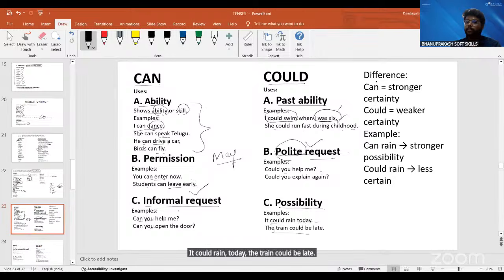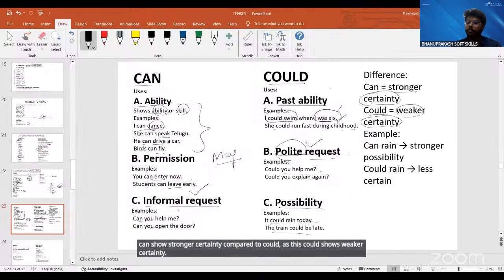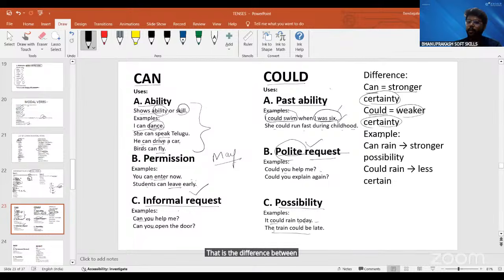Then what is the difference between can and could here? Can shows stronger certainty compared to could, as could shows weaker certainty. That is the difference between can and could. For example, it can rain is a stronger possibility, as it could rain means it is less certain, like it may rain or not, not as strong compared to can. So this is the difference between can and could.